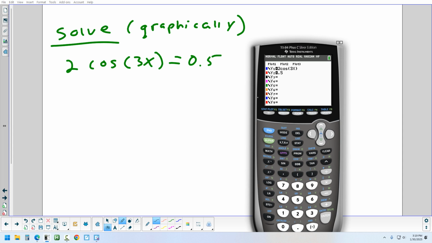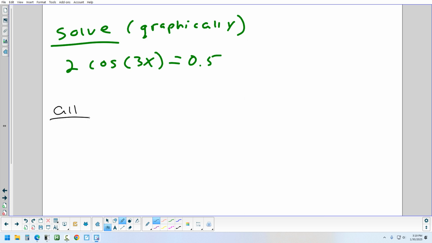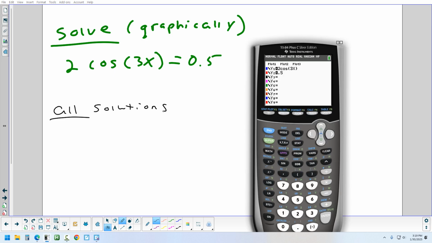And let's say that they want to know all solutions. So I want you to represent every solution to this equation. In order to do that, you need to set your window so that it's exactly one what? Yeah? Cycle. Right, you need your window to be 1 cycle wide. So that requires you to know how to find the period of 2 cosine 3x.